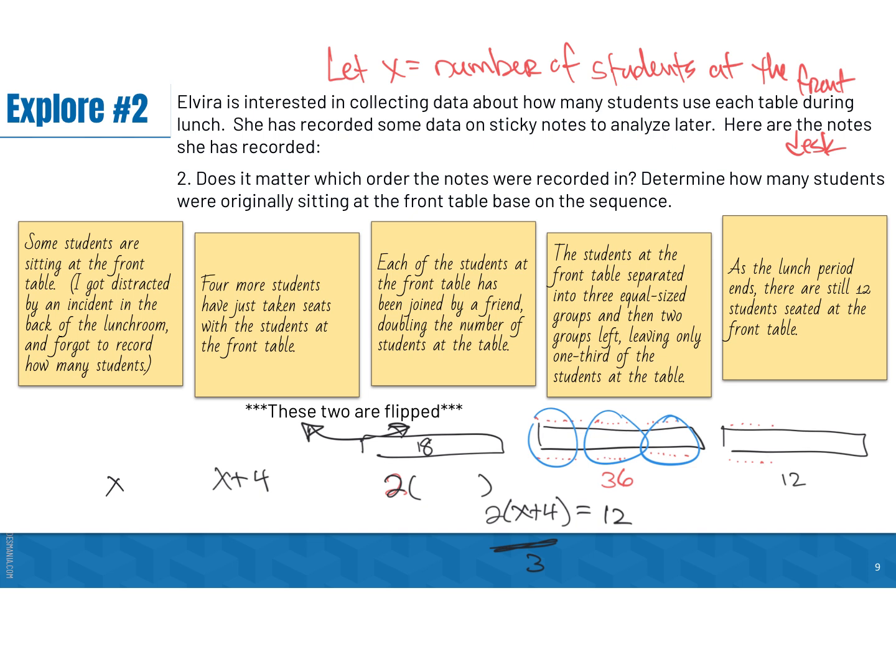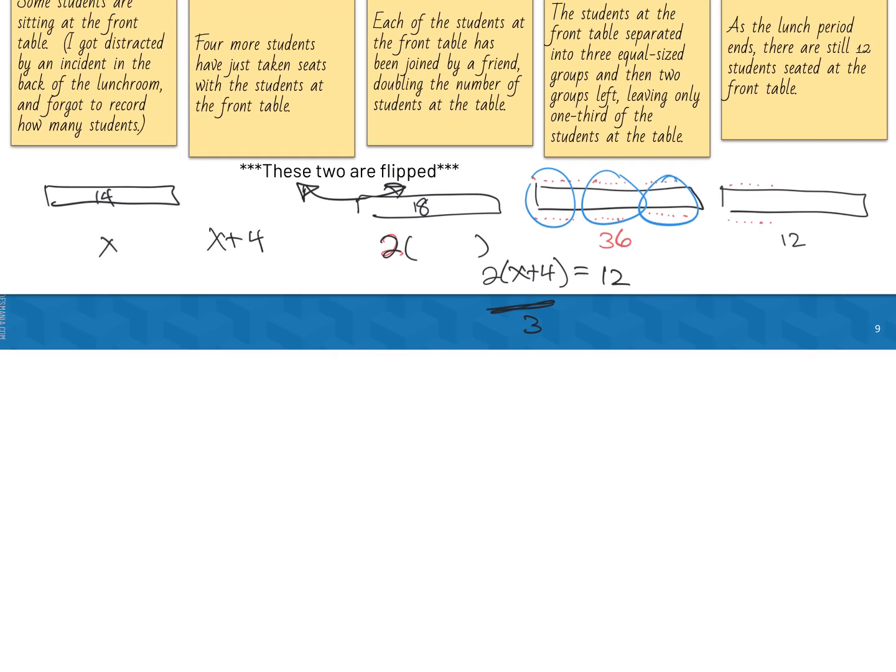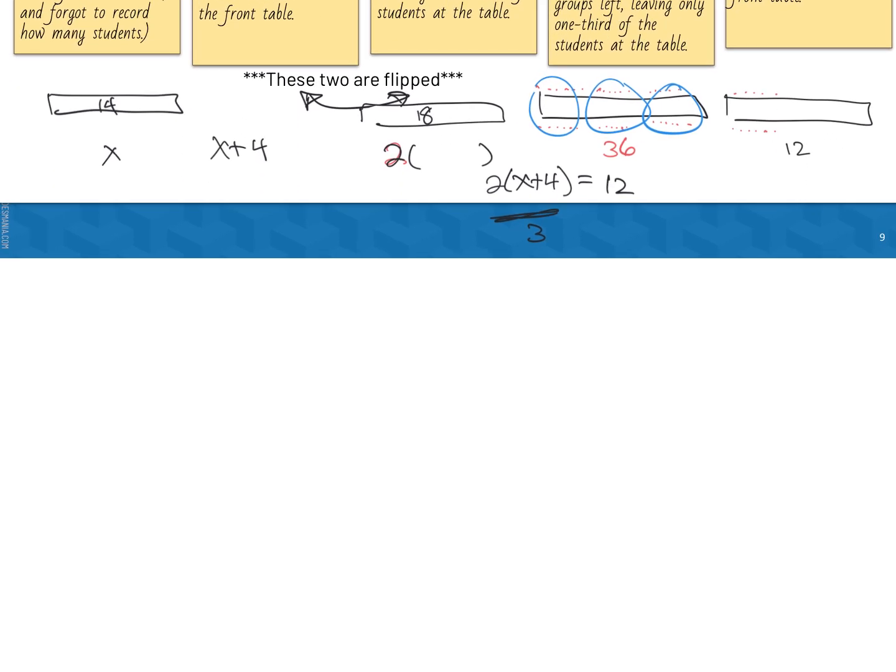So notice how we went from the 2 to the 18. We added 4 here. That means we need to subtract off 4. So how many were at the front desk? That's 14. Okay. So if we took this equation, let's just solve it. We know how to solve these, right?